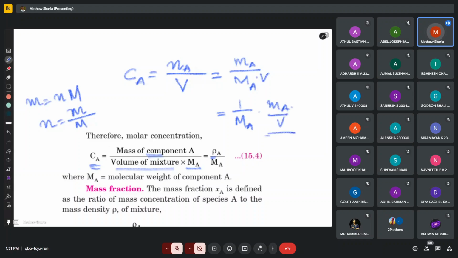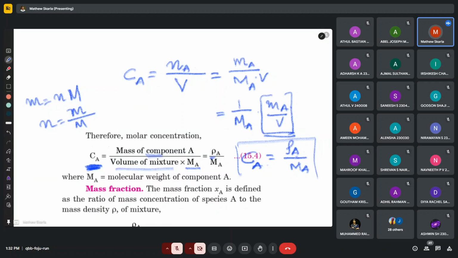What do we call m_A by V? Is it molar concentration or mass concentration? Mass concentration. Yes, mass concentration. Correct. So it is equal to mass concentration rho A by M. So we can connect the molar concentration with the mass concentration. So this relation, C_A is equal to rho A by M, connects mass concentration to molar concentration.